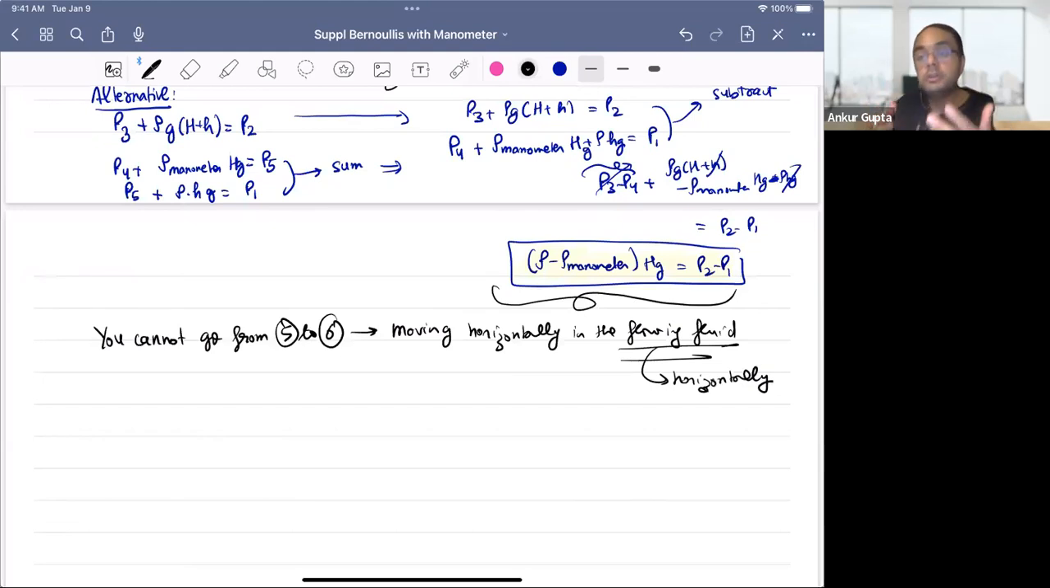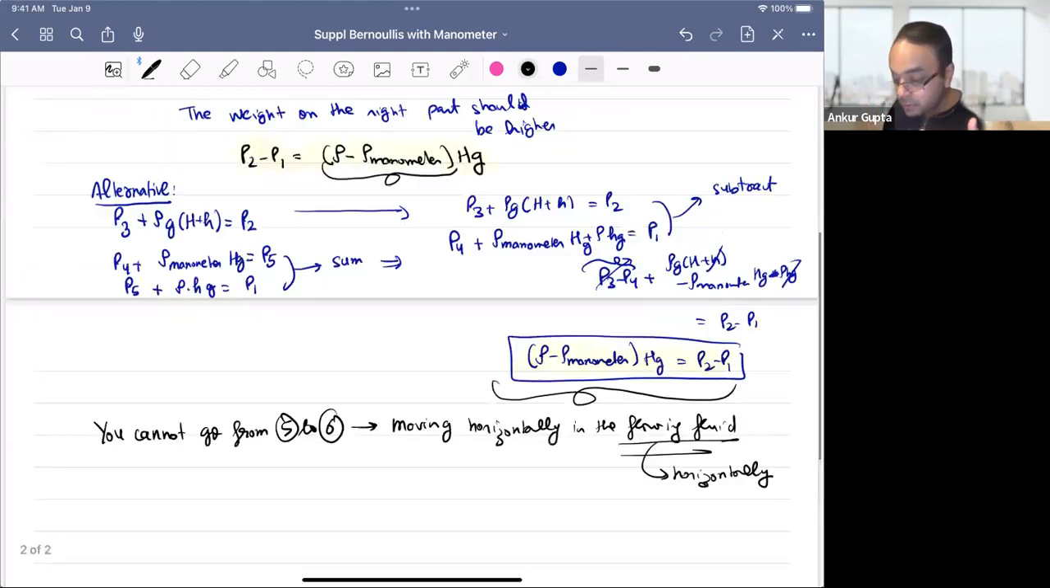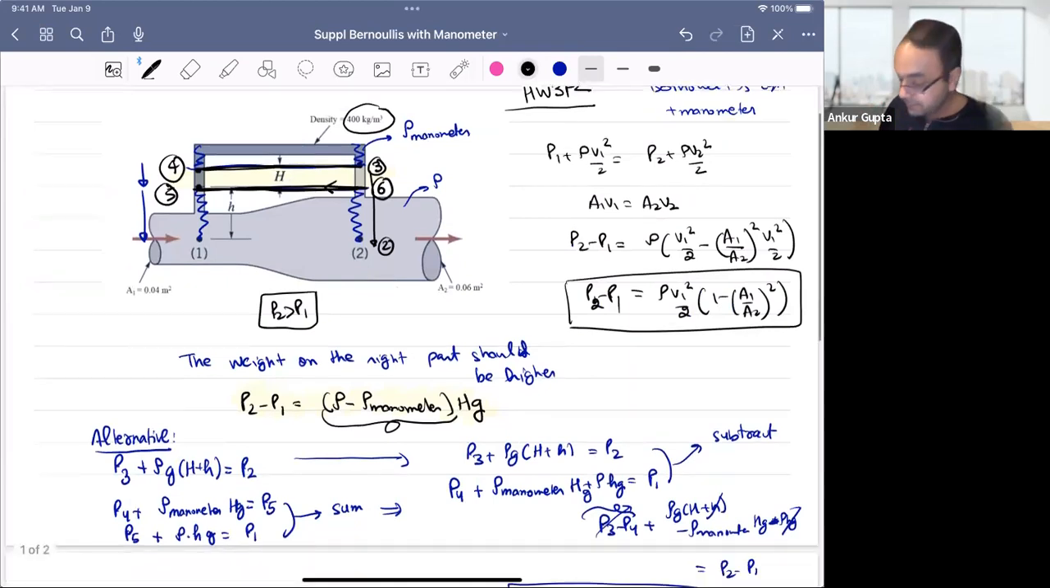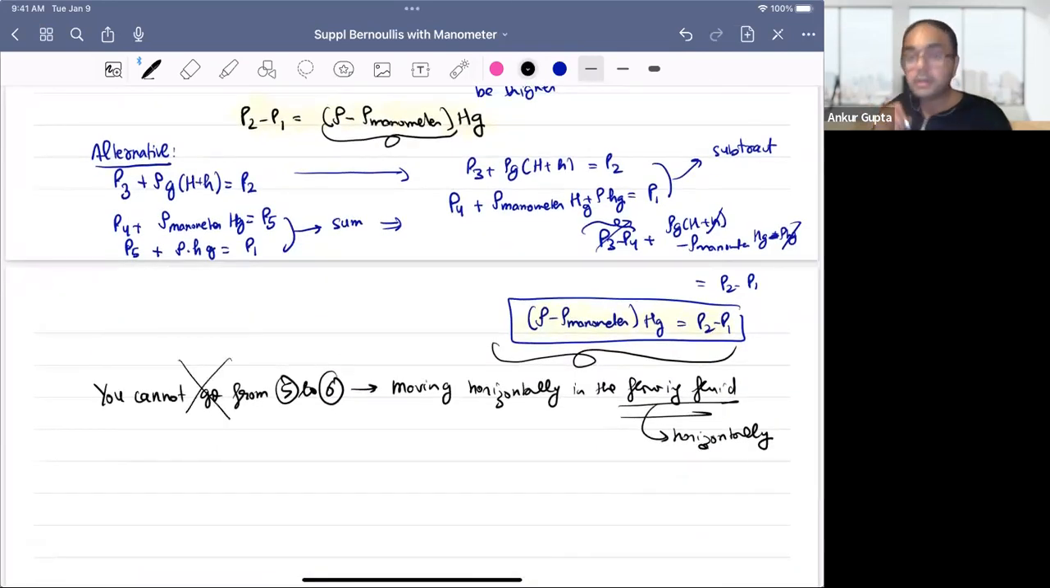Pressure can change horizontally, but then why am I allowed to do P3 equal to P4? P3 is equal to P4 because I'm doing this in the non-flowing fluid, and that is the manometer fluid. That's why I'm allowed to go from 3 to 4. But I cannot say P5 is equal to P6 because you're going horizontally in the flowing fluid. This is a very subtle and very good point which was raised, and I thought it would be useful.